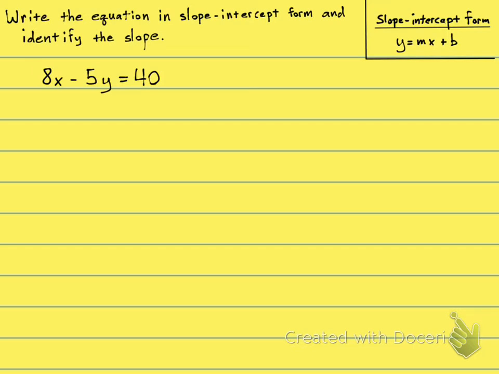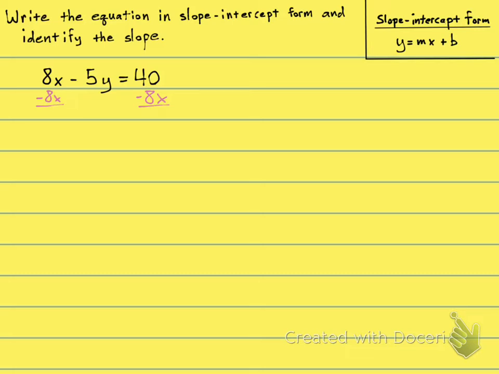Here's the equation, 8x minus 5y equals 40. The y is not by itself. It has a few other things next to it. This 5, which is a negative 5, and this 8x. I'm going to get rid of whatever is farthest, so I'll get rid of the 8x first. So I'm going to subtract 8x on both sides. And that's both sides of the equal sign.